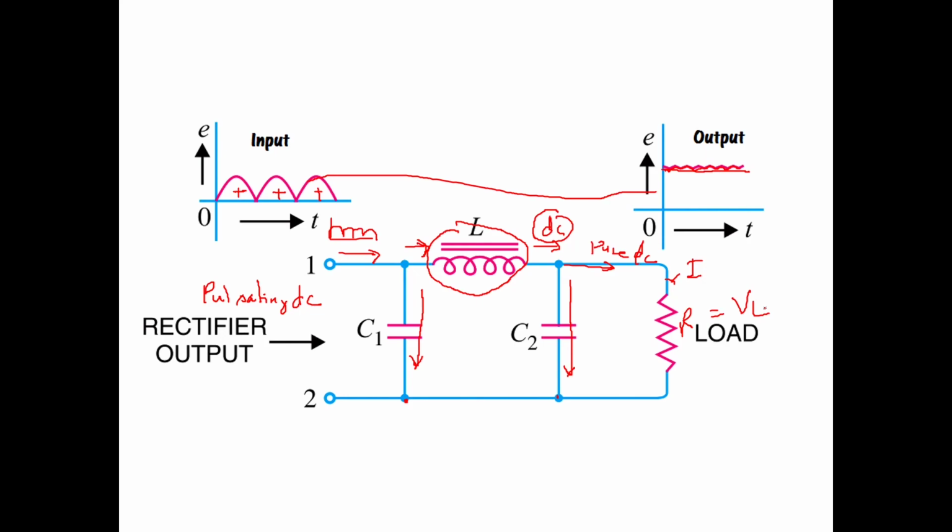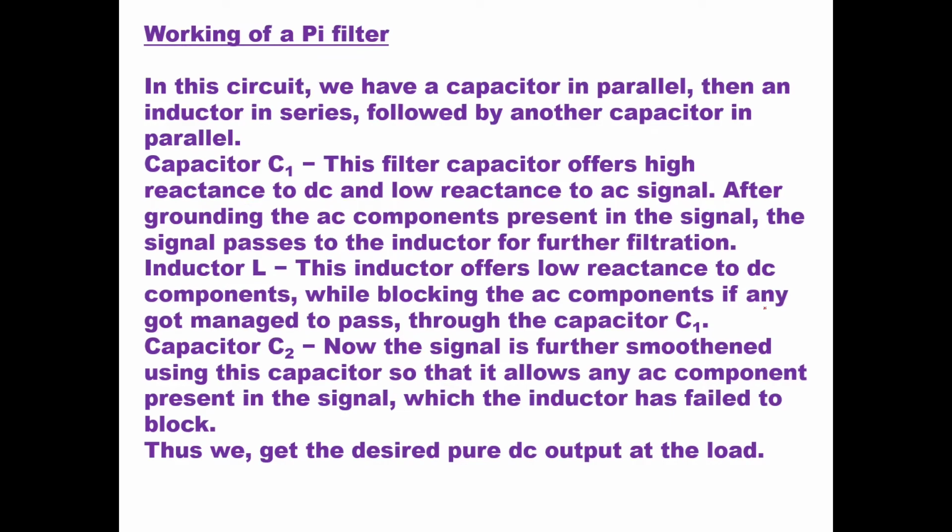So after the rectifier in the power supply, you should use a filter so that pulsating DC is converted to a pure DC. Then if you see the working of the pi filter, if you want to write a note, you can say that in this circuit, we have a capacitor in parallel, then an inductor in series, followed by another capacitor in parallel. Capacitor C1, this filter offers high reactance to DC and low reactance to AC. This is a basic statement. After grounding, the AC components present in the signal pass to the inductor for further filtration.